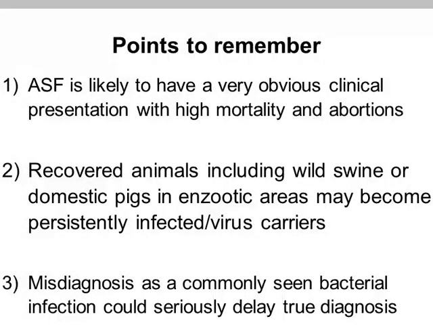So points to remember. ASF is likely to have very obvious clinical presentation with high mortality, at least at the beginning of an outbreak, and abortions in pregnant sows. Recovered animals, including wild swine or domestic pigs in zoonotic areas, may become persistently infected virus carriers for life. Those pigs have the ability to spread the disease continuously.